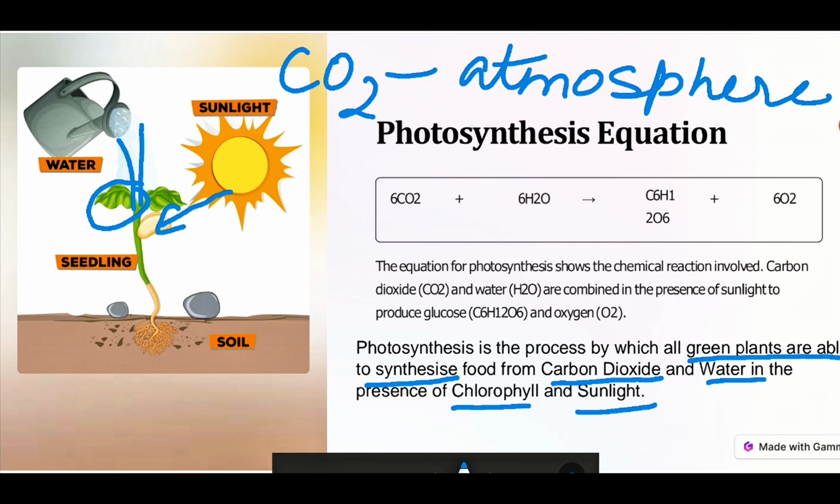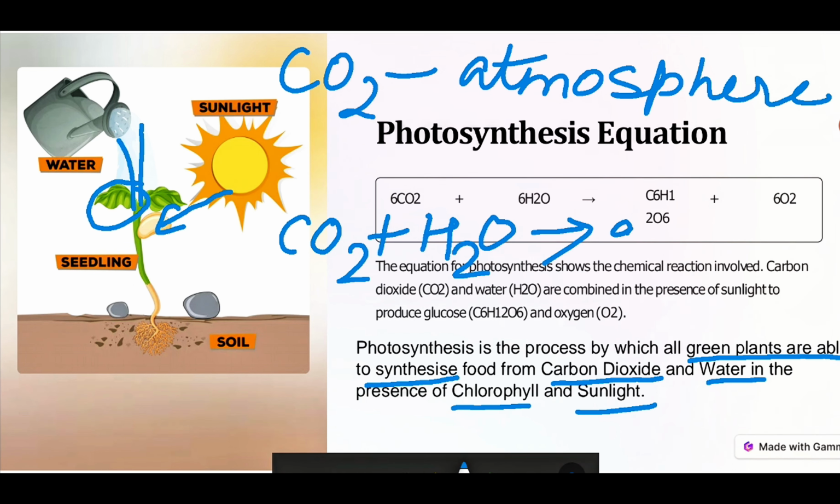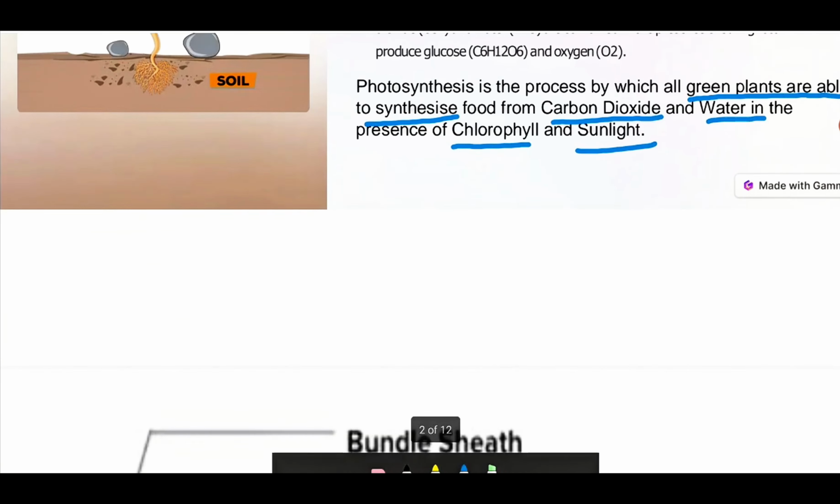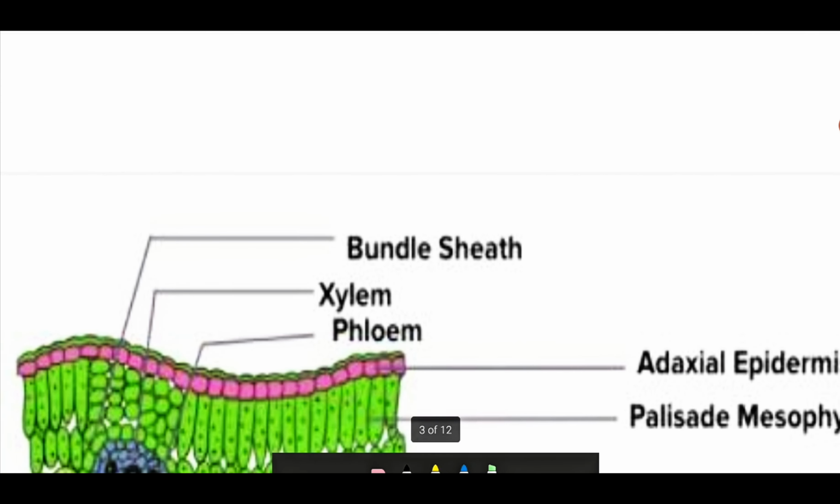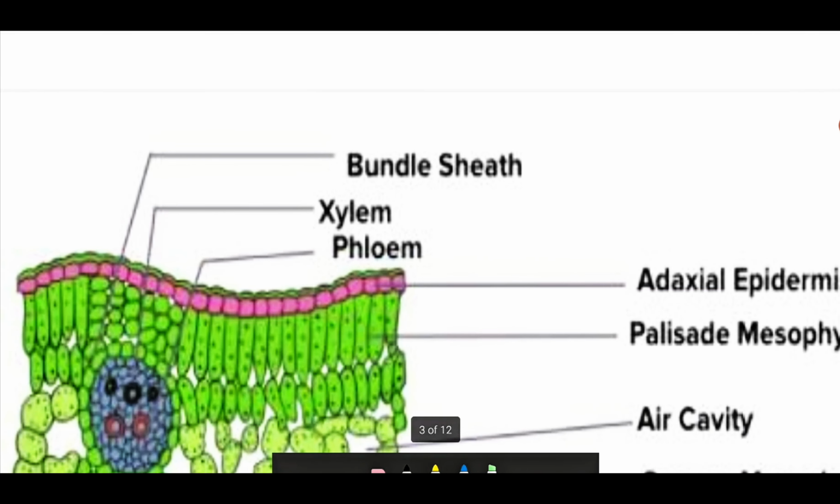So the plants require carbon dioxide and water. As a result, what do the plants give as the end product? What are the end products of photosynthesis? It is food, in the form of glucose, and of course the oxygen. All right, so let's move further. Now we will study in detail how this process takes place.